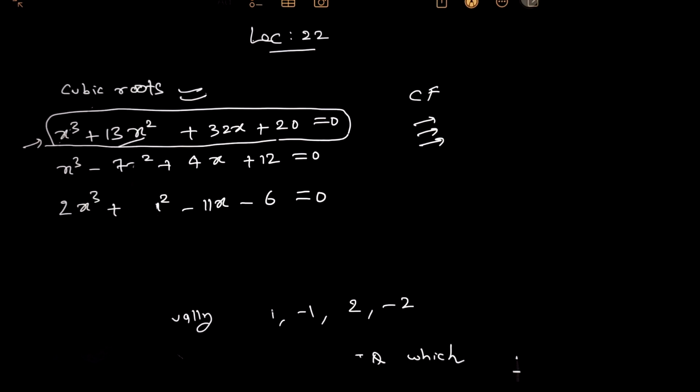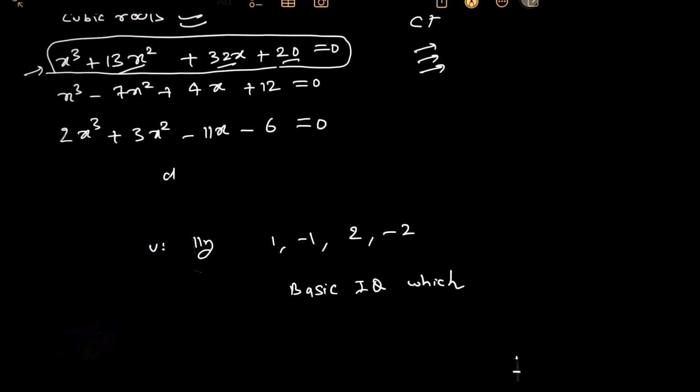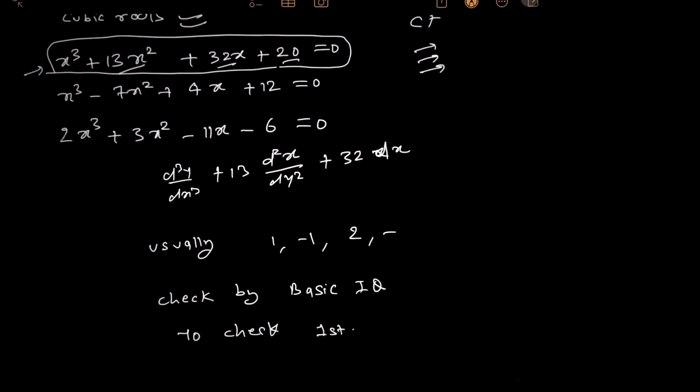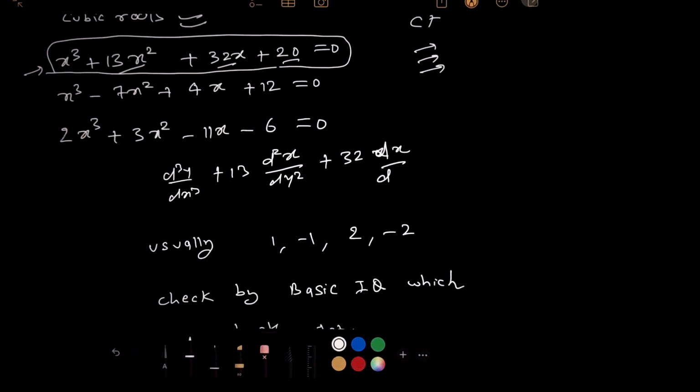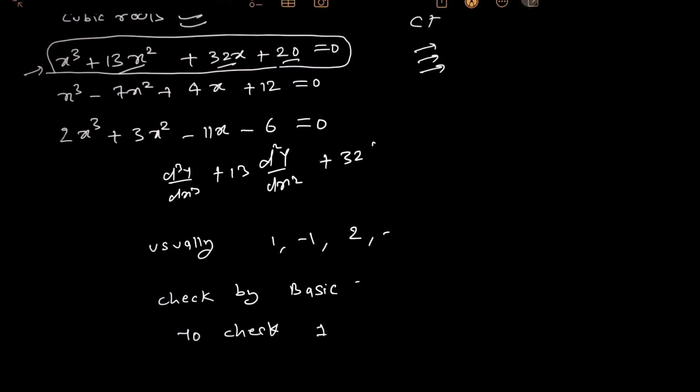x cube plus 13x square plus 32x plus 20. But what kind of questions will you be getting here? You'll be getting a question like this: d3y by dx cube plus 13 d2y by dx square plus 32 dy by dx plus 20y is equal to 0. I made a mistake earlier, because dy by dx should be there.